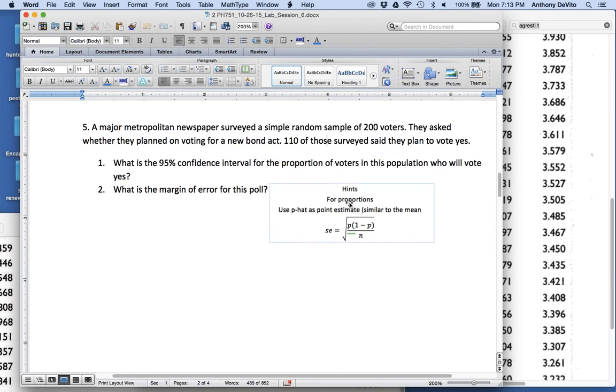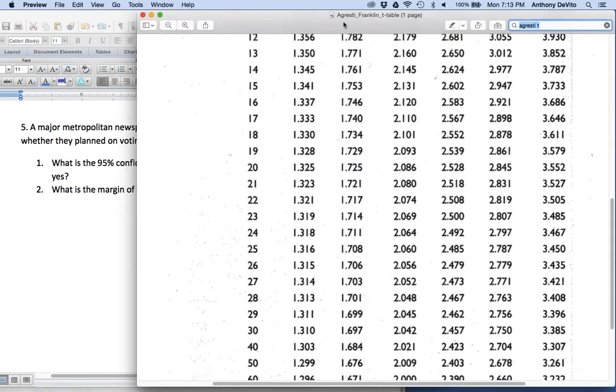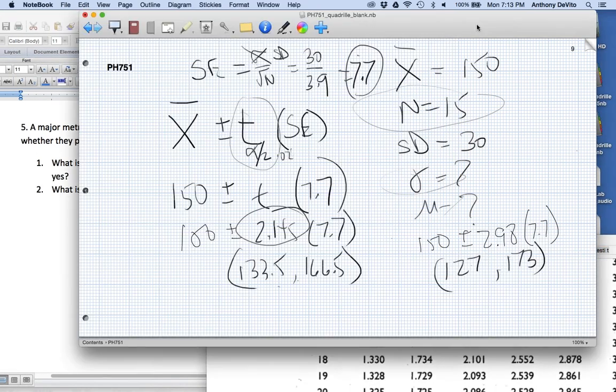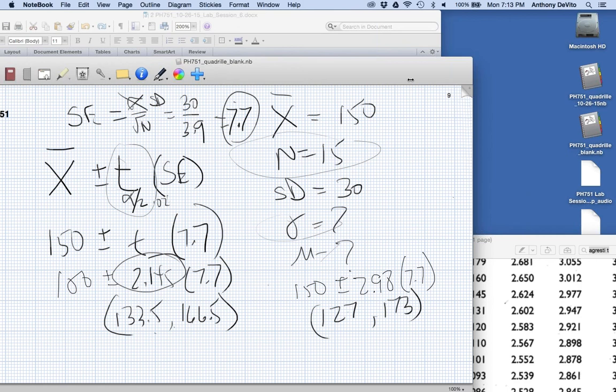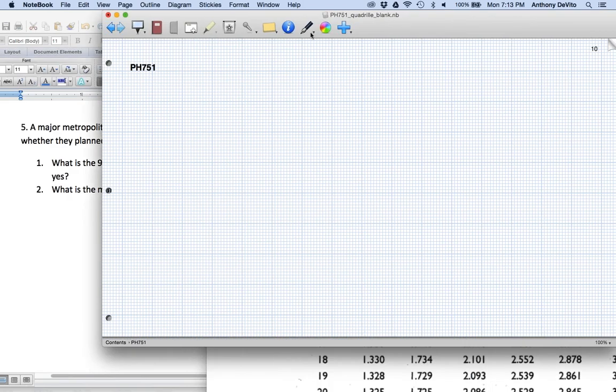Well, we calculate this just as we did before. We just use a different way of calculating the standard error, and that's going to be the square root of the probability that we measured times 1 minus that probability, over n, and take the square root of the whole thing. So we're going to use that formula now. Let's give this a try. This may make a little bit more sense when we actually work this out. If I lost you there a little bit, don't get discouraged.